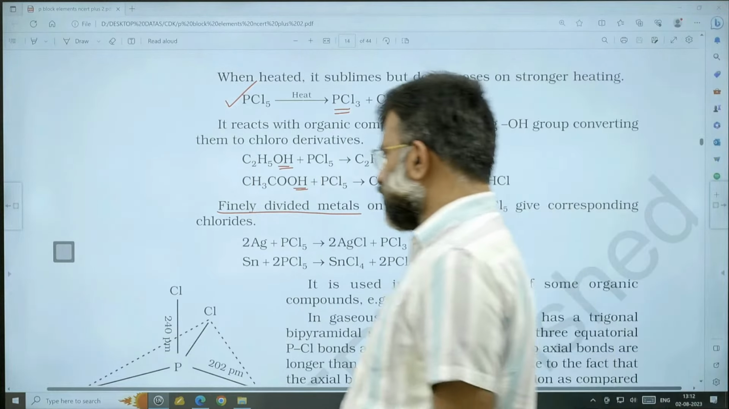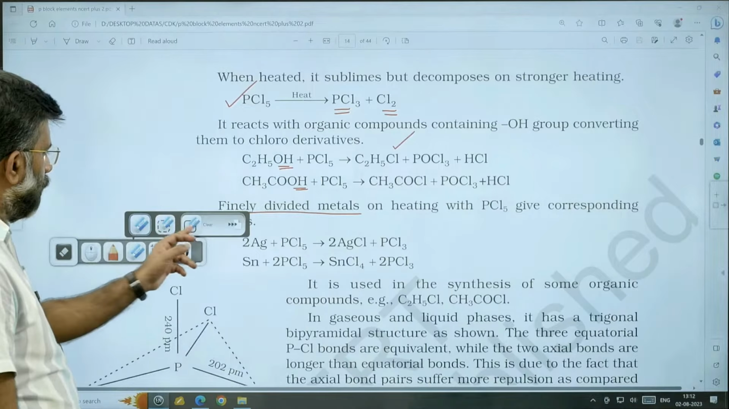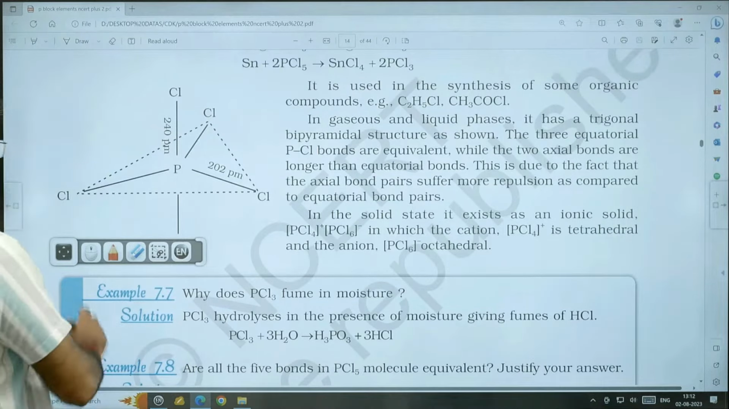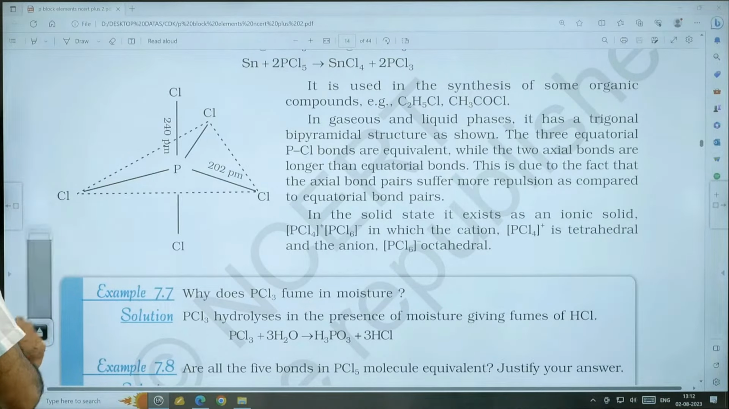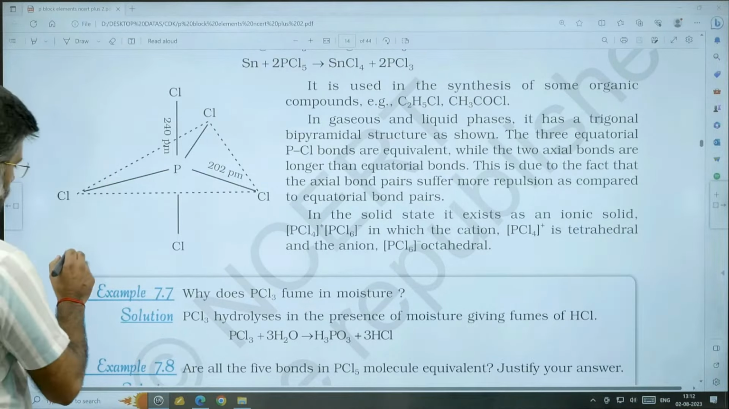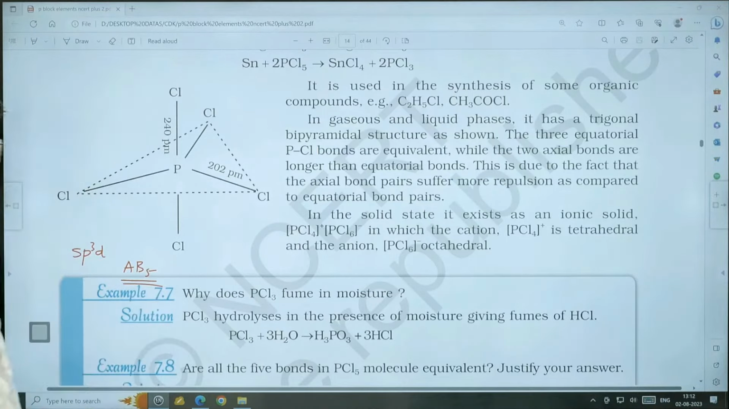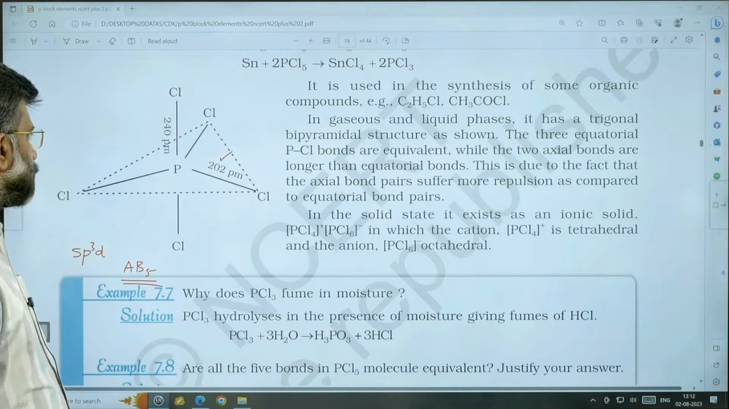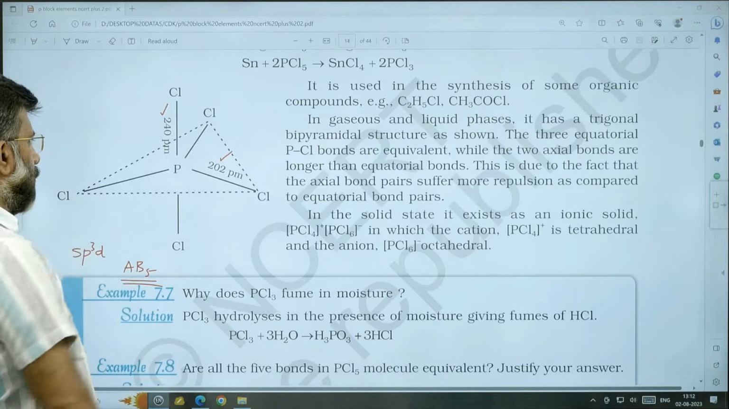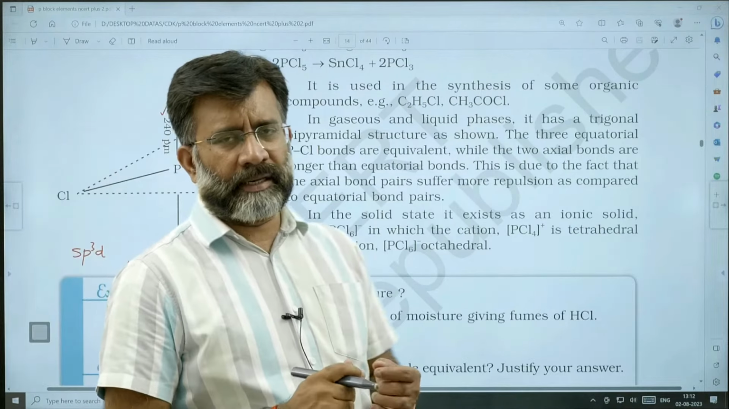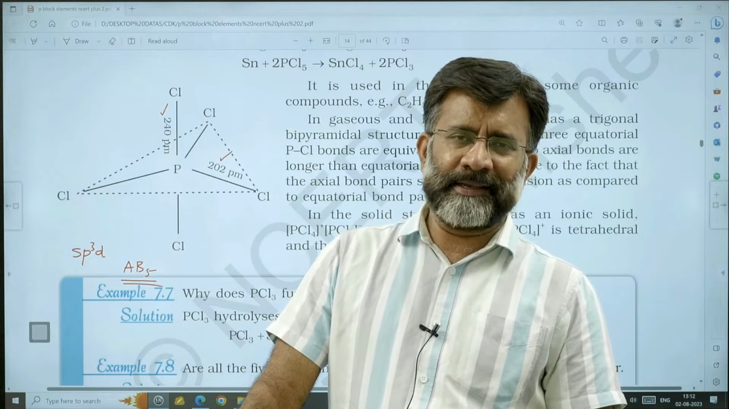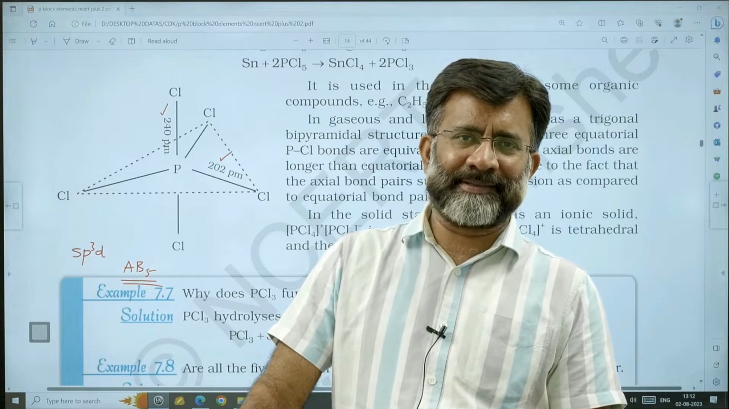And this is the structural entity of PCl5. All of you know, this is the structural entity of PCl5. It is maintaining sp3d hybridization, and the molecule is AB5 type. There are 3 planar bonds, bond length 204 picometer, and 2 axial bonds, bond length 240 picometer. Axial bonds are more elongated than planar bonds. What is the reason? Why are the axial bonds more elongated than planar bonds?